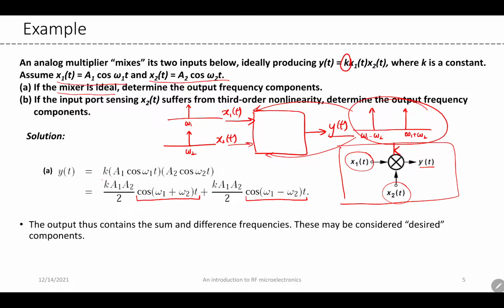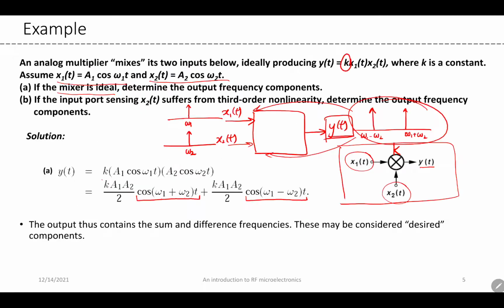Now this is how the system should behave. This is the ideal behavior of the system. If I supply two signals at frequencies omega 1 and omega 2, then the ideal mixer should give me a single signal with two frequency components at the output, one frequency component at omega 1 plus omega 2 and the other frequency component at omega 1 minus omega 2.